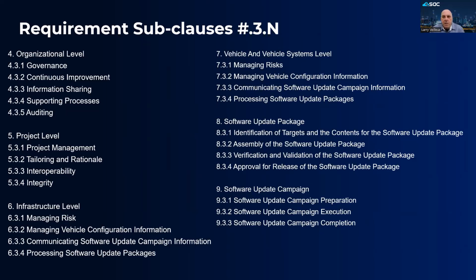As described previously, Clause 4 has 5 subclauses. Clause 5 through 8 each have 4 subclauses, and Clause 9 has 3 subclauses. It is notable that Clauses 6 and 7 essentially have the same subclauses for managing risk, managing vehicle configuration information, communicating software update campaign information, and processing software update packages. The difference being that Clause 6 addresses the infrastructure level, or how the update is stored and distributed, and Clause 7 addresses the vehicle level, or how the update is applied. More on that and the purpose of each clause following.